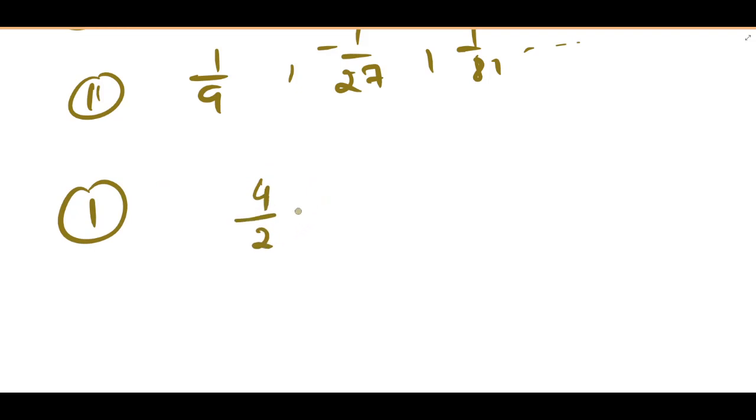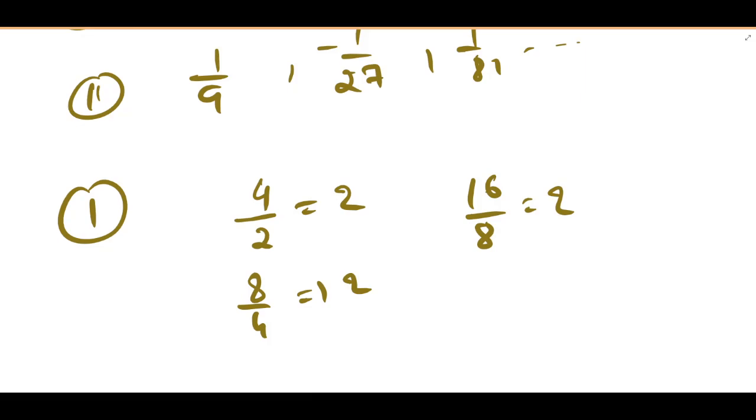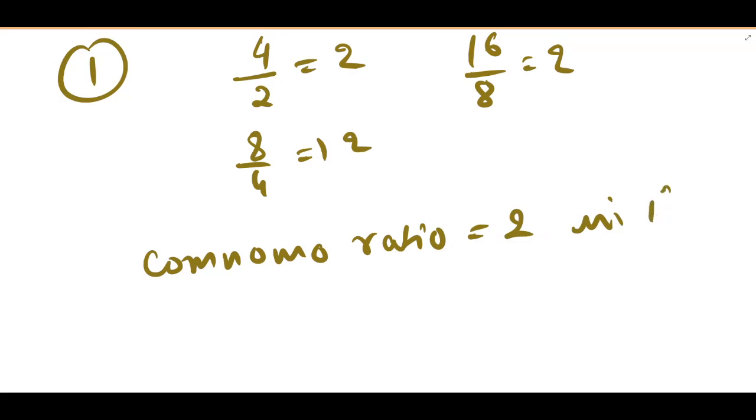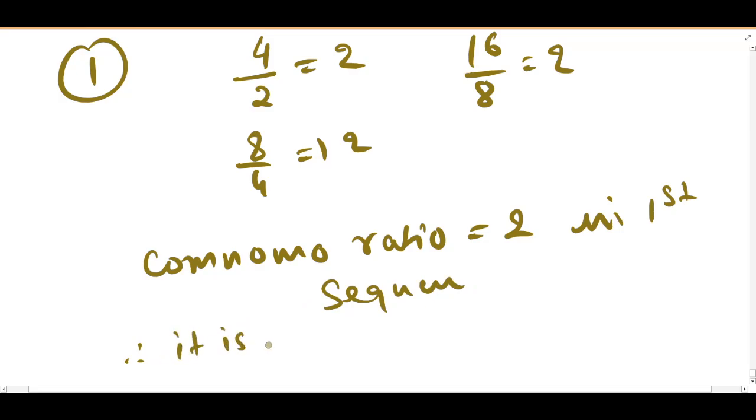the second term by the first term is 2, the third term by the second term is 2, 8 by 4 is 2, and 16 by 8 is equal to 2. So we have a common ratio. The common ratio is equal to 2 in the first sequence. Therefore it is a GP. Therefore it is a geometric progression.